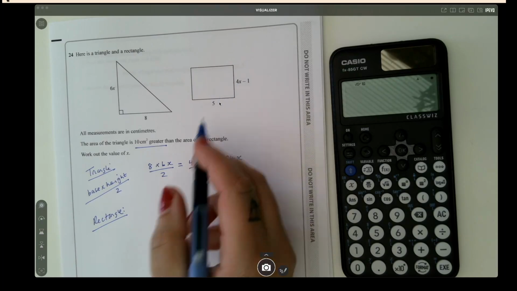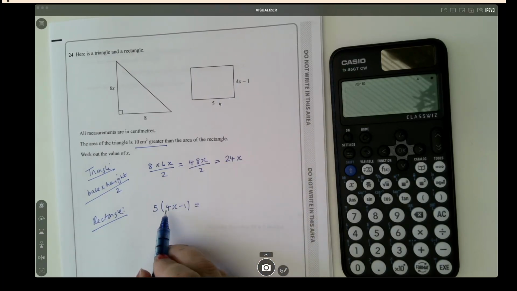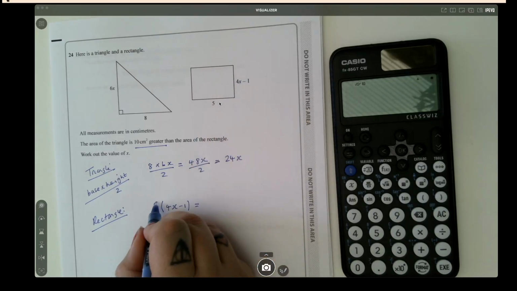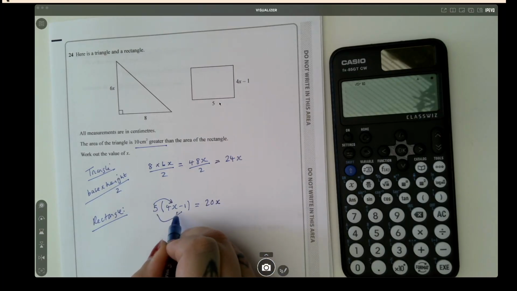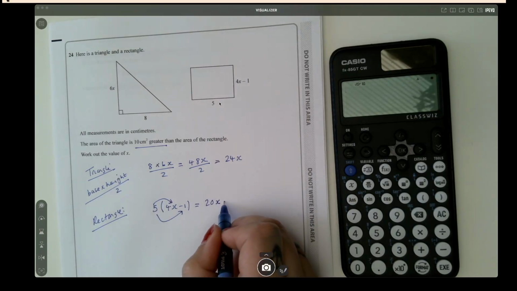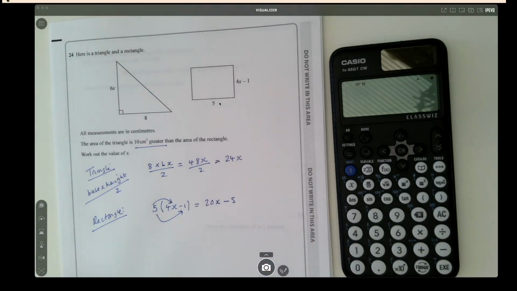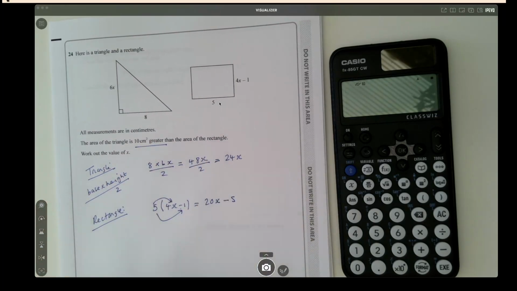We would do length times width, so we would do 5 times (4x subtract 1). These brackets are important because it's 5 times everything here. So let's expand. 5 times 4x is 20x. 5 times -1 is -5.